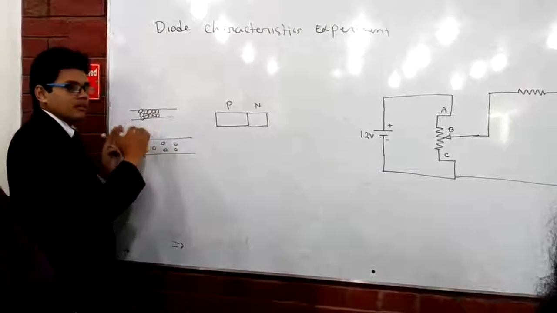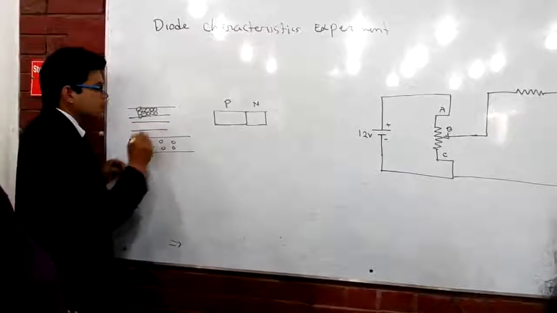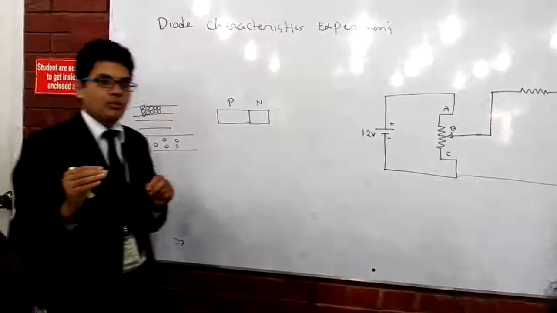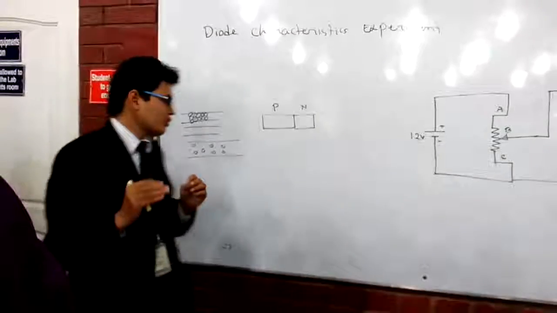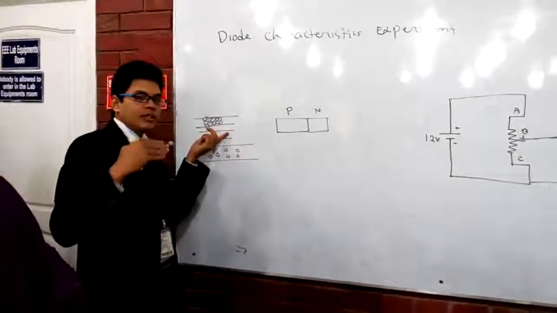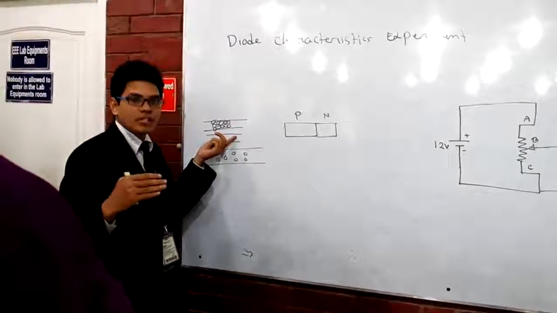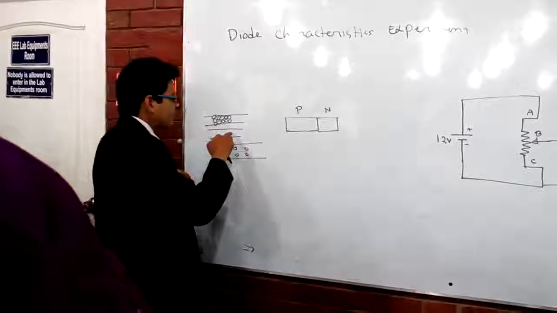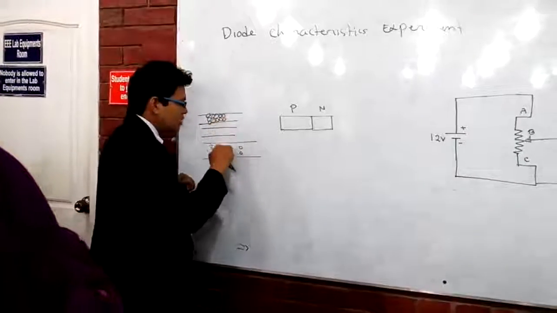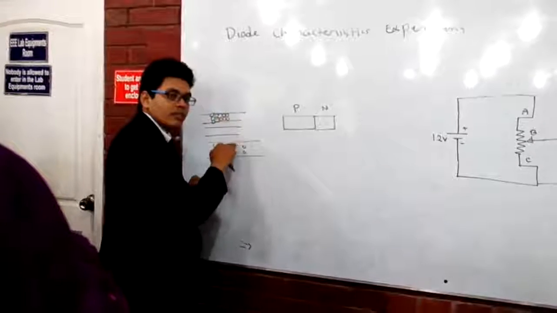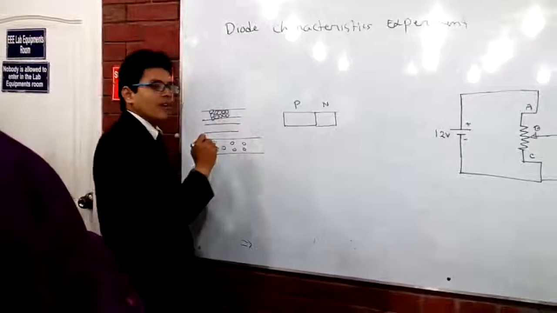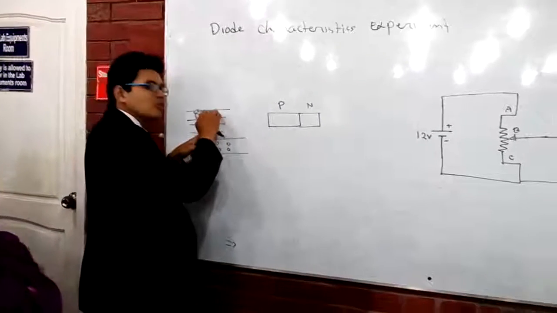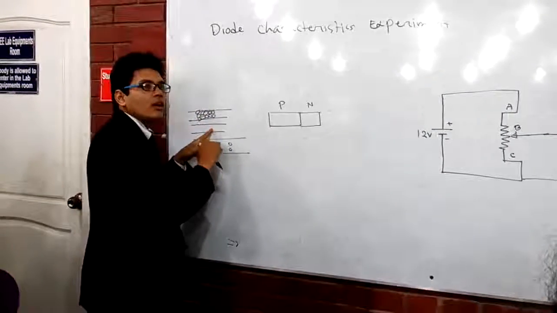But there is another material in between whose resistivity changes. We can change the resistivity. In different situations, it changes its resistivity, and that resistivity stays between these two materials. That is why it is called a semiconductor. Sometimes it behaves as an insulator, sometimes it behaves as a conductor.